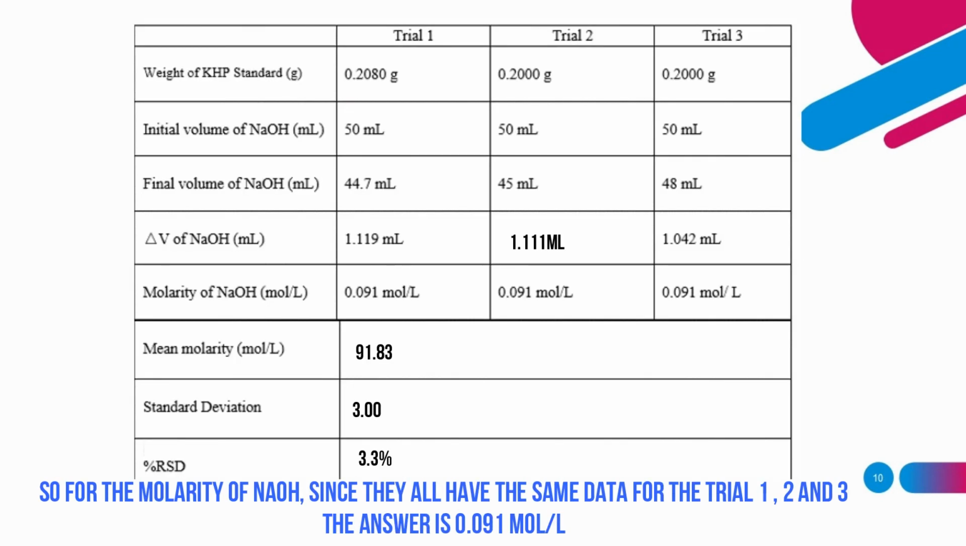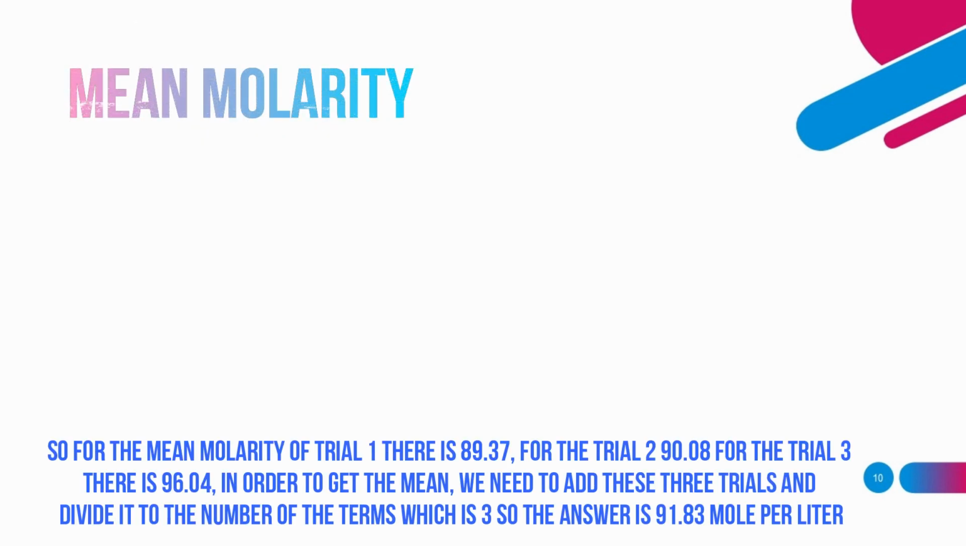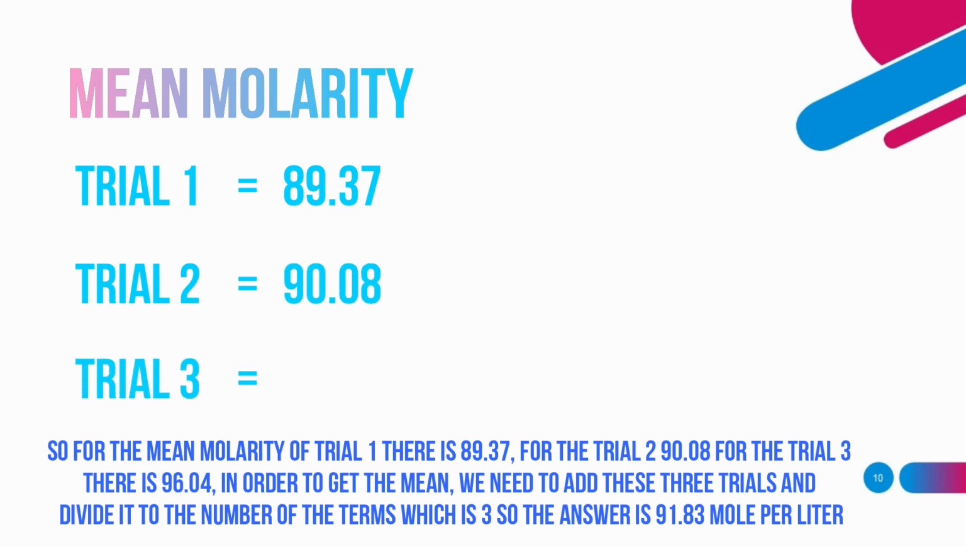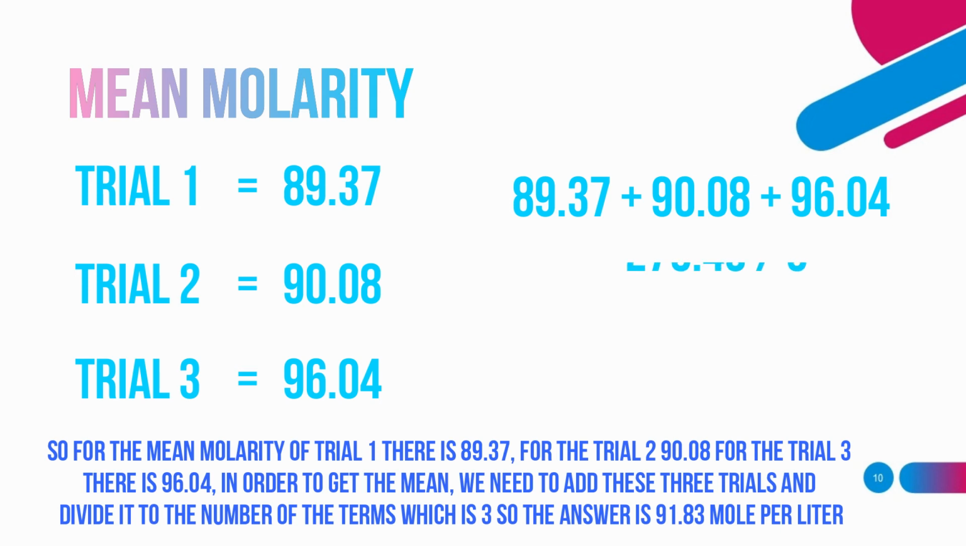So for the molarity of NaOH, since they all have the same data for trials 1, 2, and 3, the answer is 0.91 mole per liter. We move on to the mean molarity. So for the mean molarity of trial 1, there is 89.37. For trial 2, 90.08. For trial 3, there's 96.04. In order to get the mean, we need to add these 3 trials and divide it by the number of the terms, which is 3.